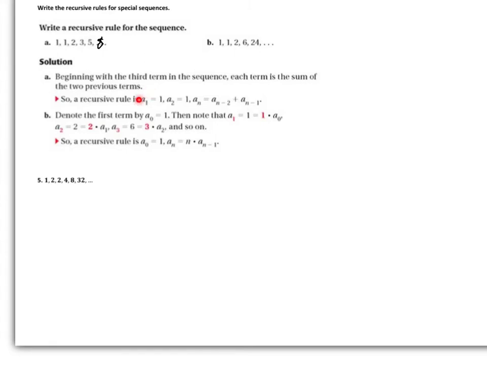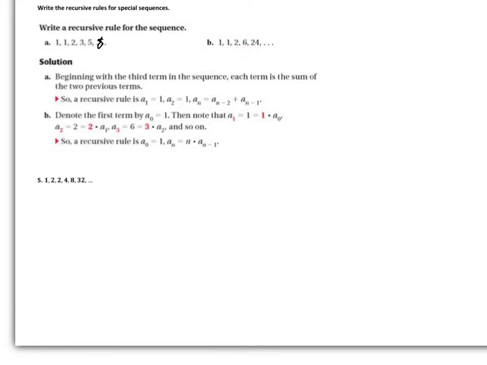So look, they said the first term is 1, the second term is 1, and then a sub n equals the two previous terms, or 2 terms before plus the term before. Because see how that's adding? They say they add the 2 previous terms. To do that, you do n minus 2, n minus 1. Okay? So look at part B here.